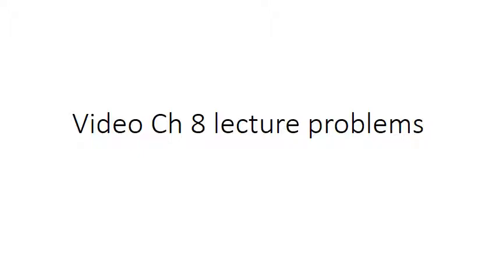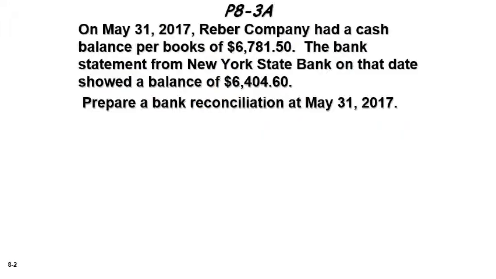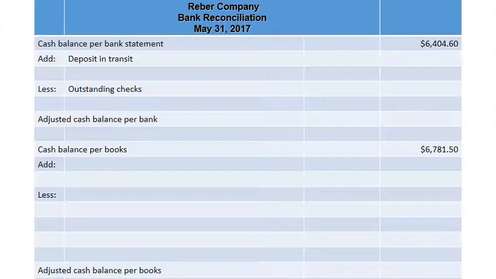This is the video for the bank reconciliation example in Chapter 8. Alright, so on May 3rd, Reber Company has a cash balance per books of $6,781.50, and the bank statement from the bank on the same date has a balance of $6,404.60, so they want you to prepare a bank reconciliation.